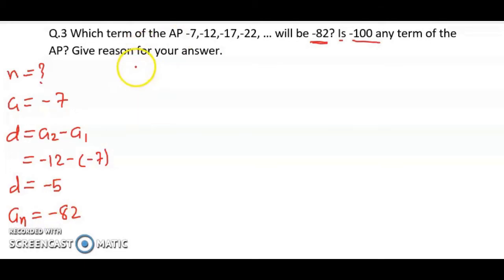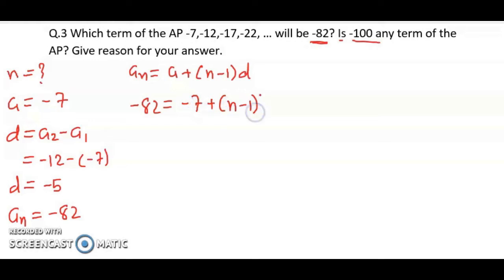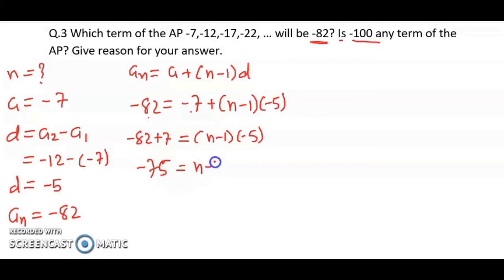So let's say the nth term of the AP is minus 82. Now we put the formula of an equal to a plus n minus 1 d. Here in place of an we will put minus 82, a is minus 7 plus n minus 1 and d is minus 5. So if you solve it, this minus 7 will go to this side. So this is minus 82 plus 7, that becomes minus 75 equal to n minus 1 multiplied by minus 5.